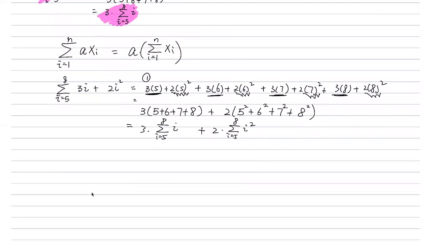So in other words, I can have the summation i from 1 to n of a x_i plus b y_i, which is going to equal a times the summation from 1 to n of x_i plus b times the summation i from 1 to n of y_i.